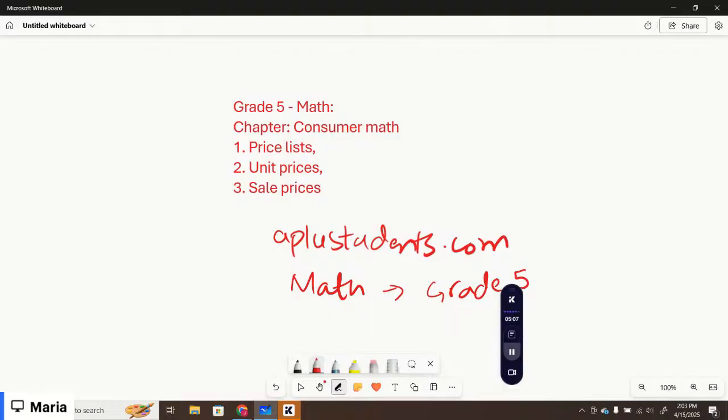The lessons we're going to cover today are price list, unit prices and sale prices. So please make sure you have your notebook and pencil so that you can note down the important examples and definitions as well.